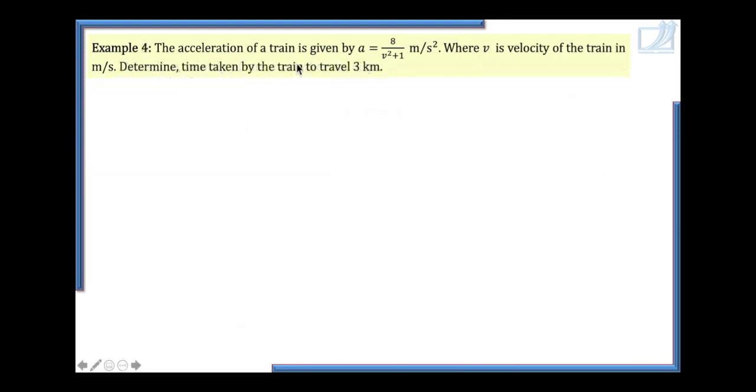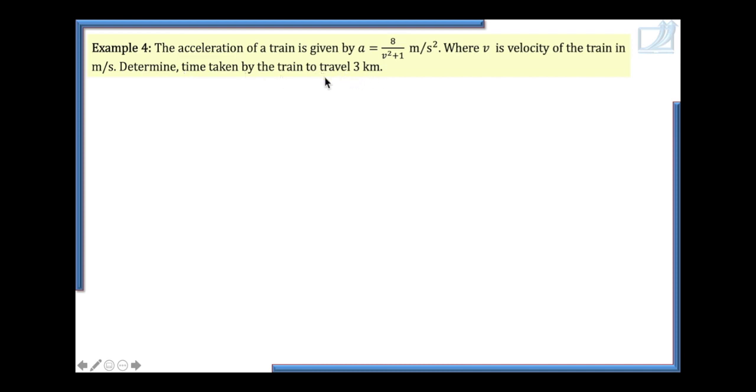Next problem. The acceleration of a train is given by a is equal to 8 divided by v squared plus 1 meters per second squared, where v is the velocity of the train in meters per second. Determine the time taken by the train to travel 3 kilometers.